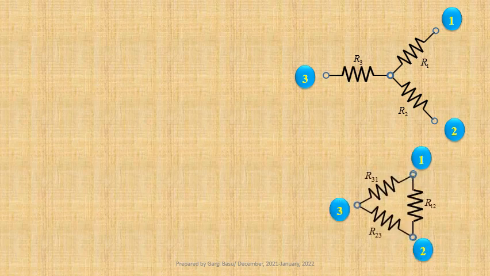Here three resistors R1, R2, R3 form a star, and three resistors R12, R23, R31 form a delta. These two systems will be equivalent when the resistance measured between any two terminals is the same in both of the systems with the third terminal open.